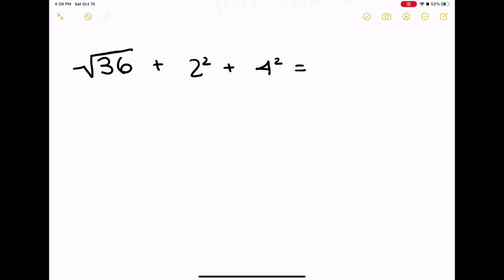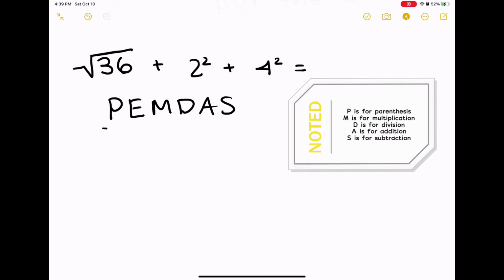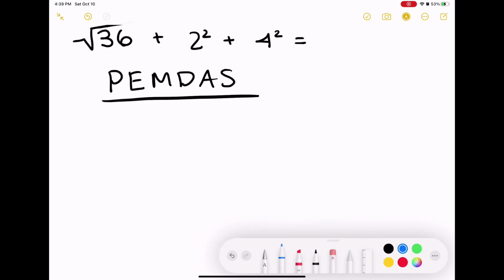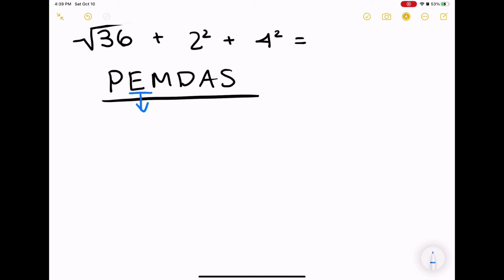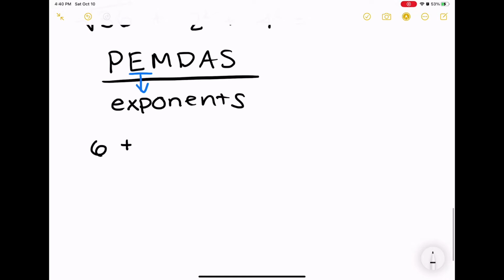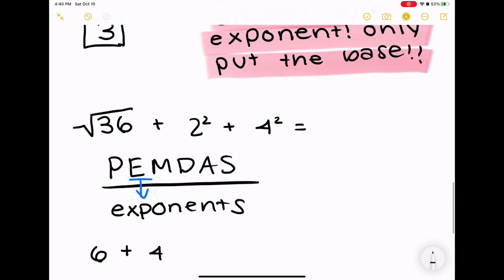Now, if we just go a little slow, the square root of 36, well, first things first, we need to do PEMDAS. I'm pretty sure you all know what PEMDAS is because it's really important, and that's how we solve every single equation. Now, E stands for exponents, which is actually what we're learning today. So when you're doing equations, the exponents go before the addition or the subtraction.